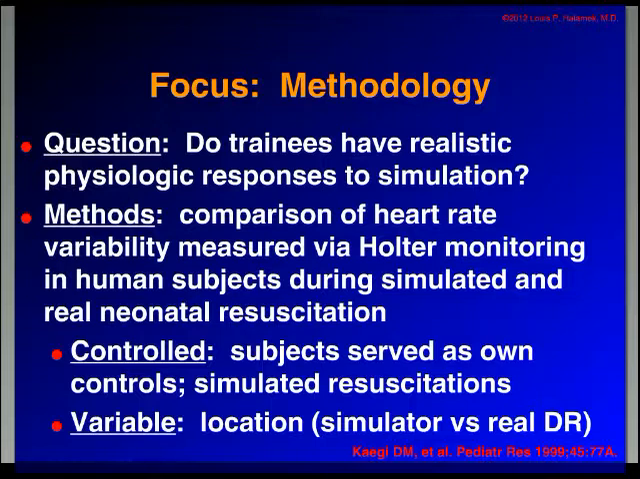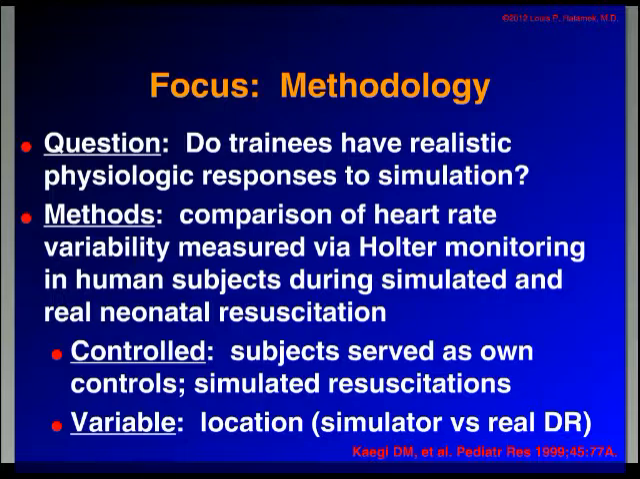And we knew that at that time, we had a lot of subjective feedback saying that, yeah, people say that this is real. They're telling us with their words that it's real, but what we wondered is, are their bodies actually responding as they would in a realistic resuscitation or realistic situation? So the question that David asked was, do trainees have realistic physiologic responses to simulation?